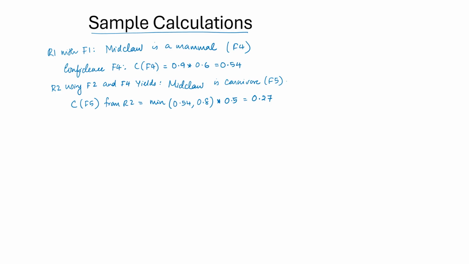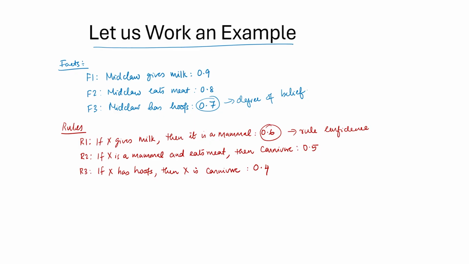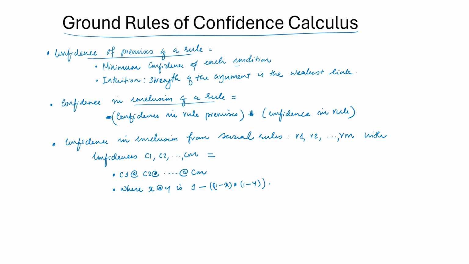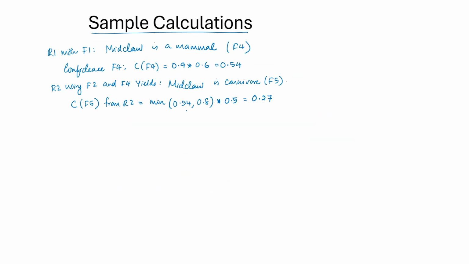And F2 is mid-claw eats meat, that is 0.8. So, if you look into it, we have already mentioned that the minimum is what we would like to use, the minimum confidence of each condition. So, we take the minimum of 0.54, which is from fact 4, and 0.8, which is from fact 2. So, 0.8 is part of F2, this is part of F4. Okay. And then where is this 0.5 coming from?